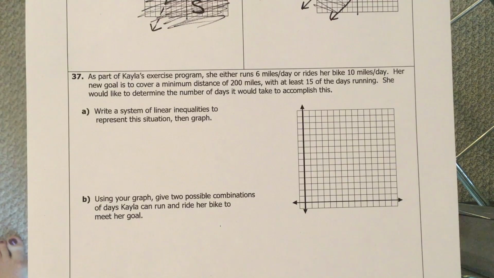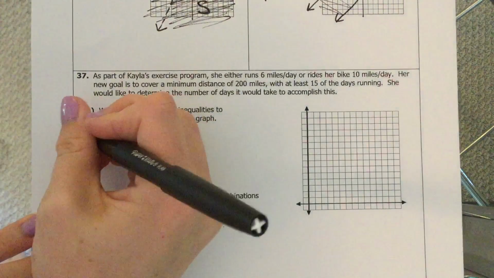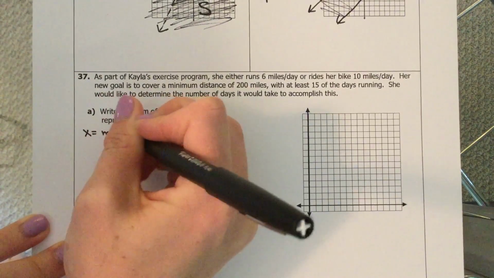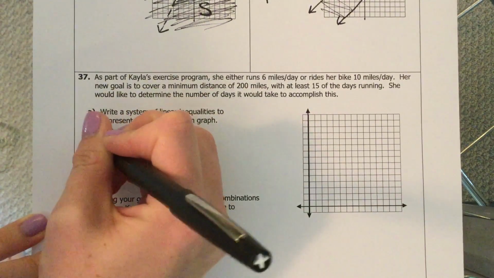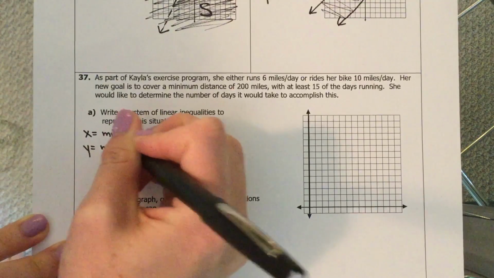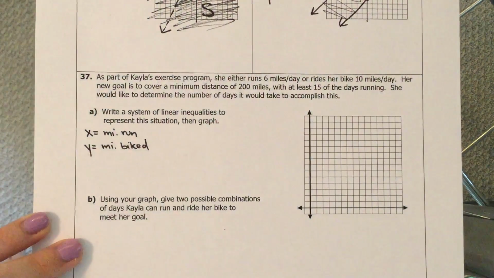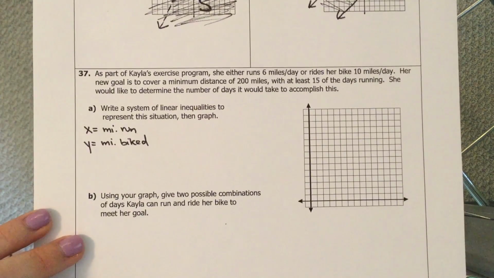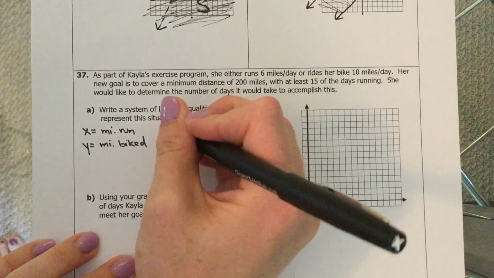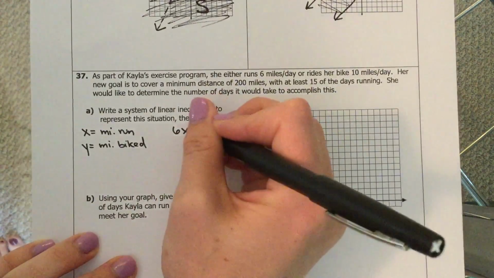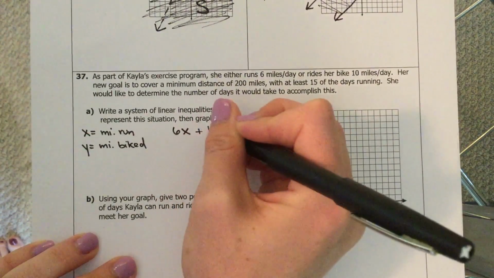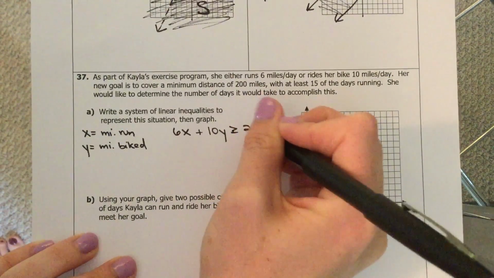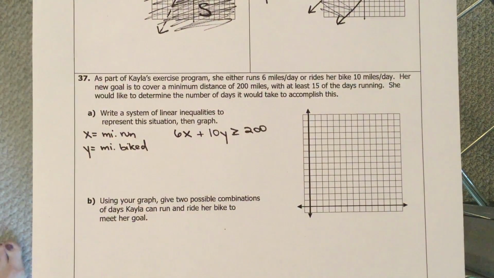So a system of linear inequalities. Let's do x is the miles running and y will be the miles biked. Okay, so first thing is she wants to do a minimum distance of 200 miles. So 6 miles running combined with 10 miles biking, we want it to be a minimum of 200. So that would be set up like that.